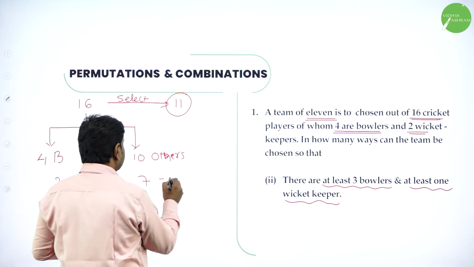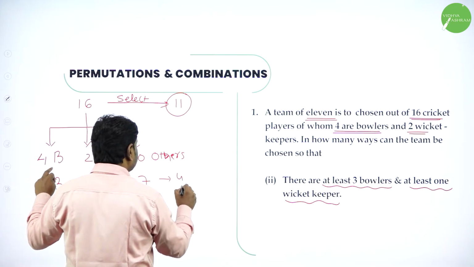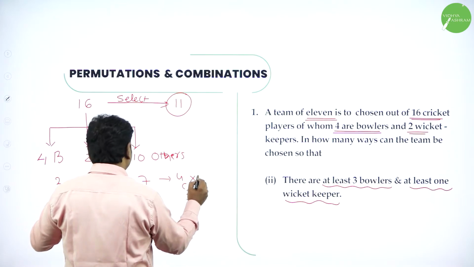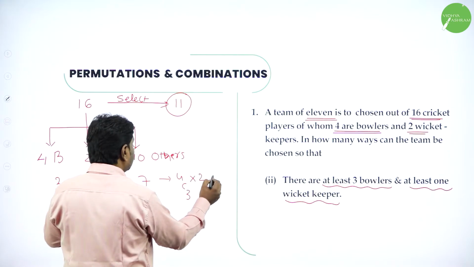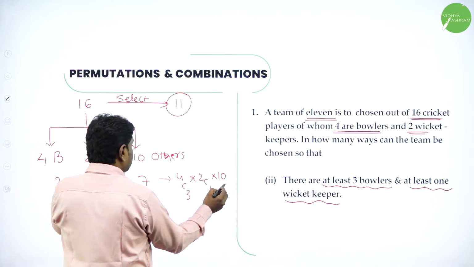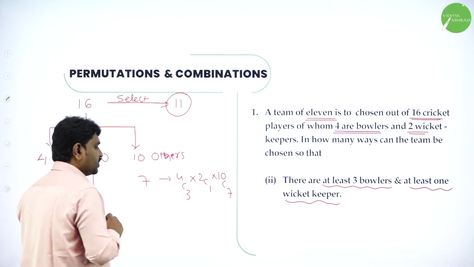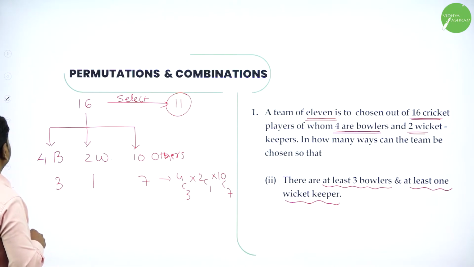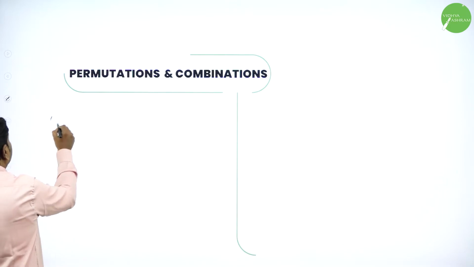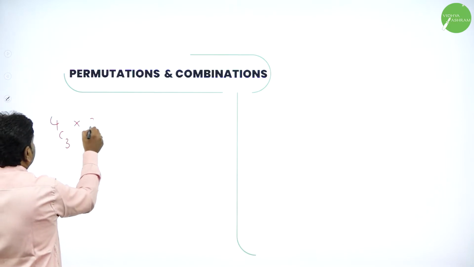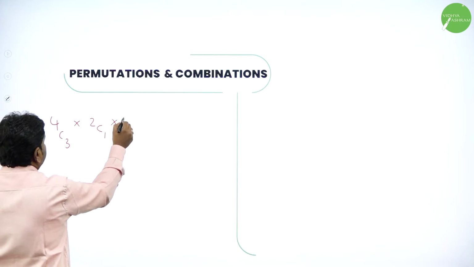The first situation is: out of 4 bowlers, select 3 bowlers; out of 2 wicket keepers, select 1 wicket keeper; out of 10 others, select 7. This is one situation. So we'll write 4C3 into 2C1 into 10C7.